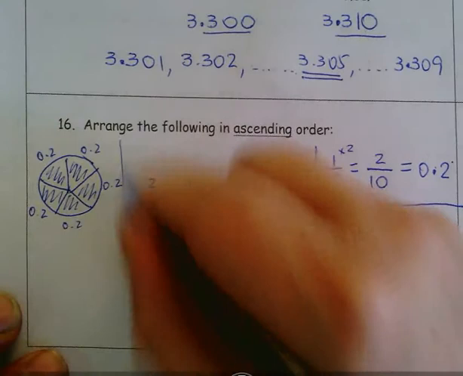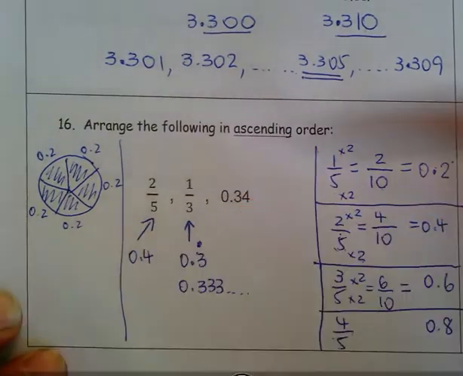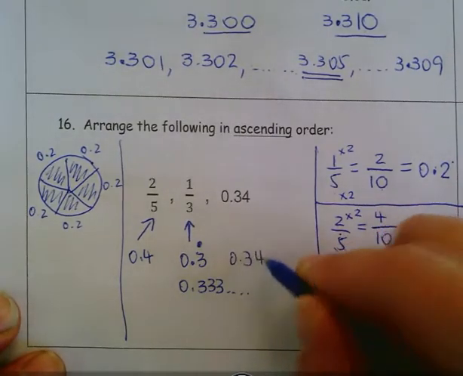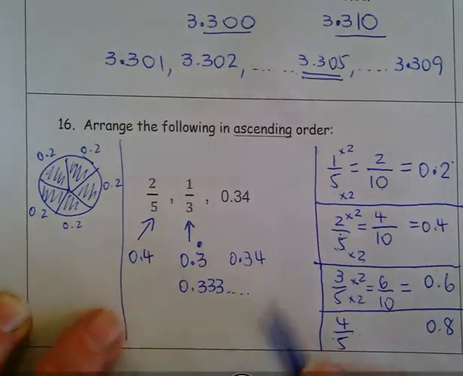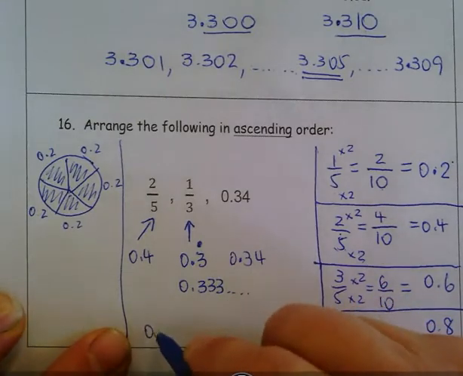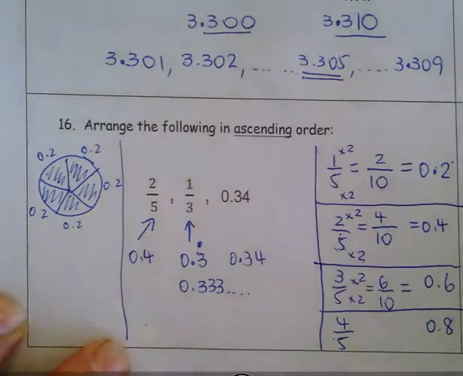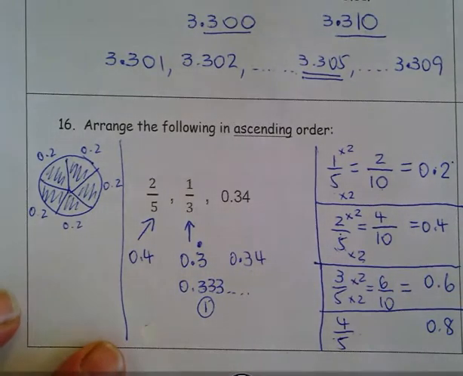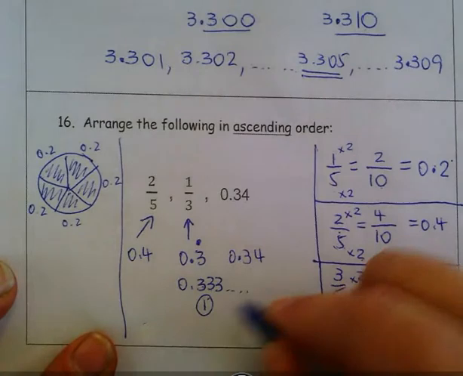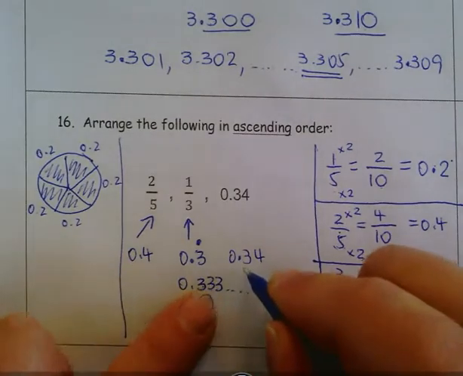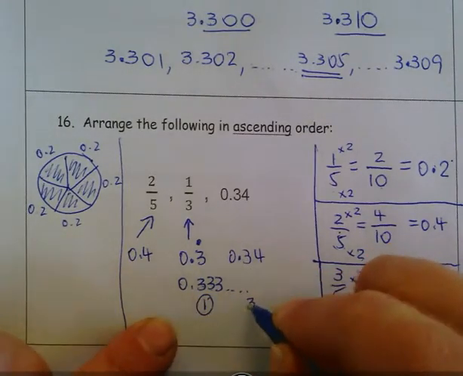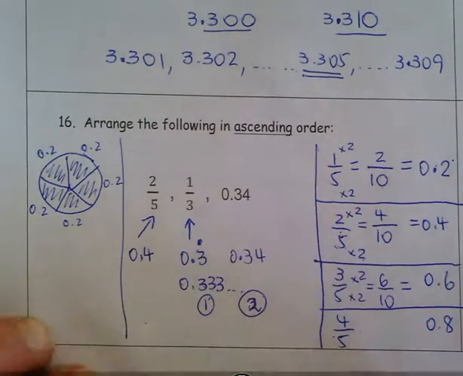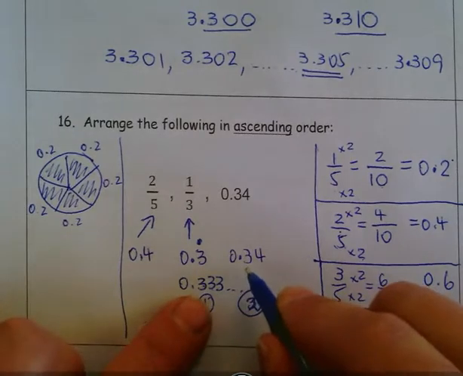So this is 0.4. Now, what's the smallest? And this is 0.34. Okay, look at those three. The smallest is 1/3, isn't it? So 0.33 is smaller, so that's my smallest. What's the next smallest? 0.4. No. 0.34 is next, and then 0.4, because just look at the digit after the decimal point.